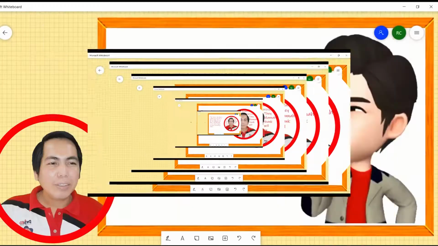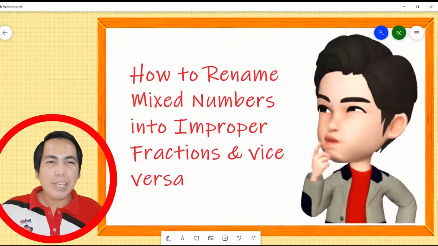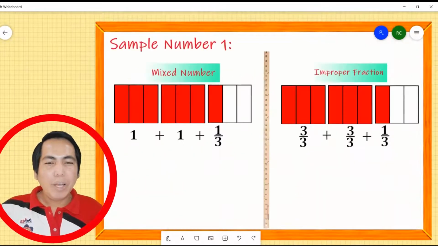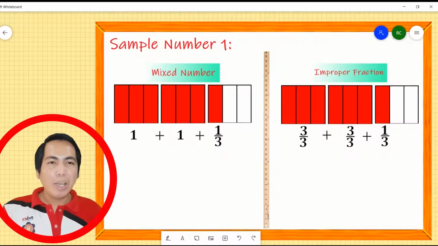Thank you! In this video, I'm going to present to you how to rename mixed numbers into improper fractions and vice versa. Let us have example number 1. We are going to rename the given illustrations into a mixed number and improper fraction. Now, first, we are going to name the given illustration as a mixed number. When we say mixed number, this number is composed of a whole number and a fractional part.